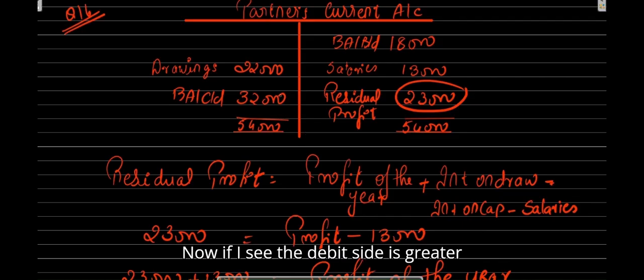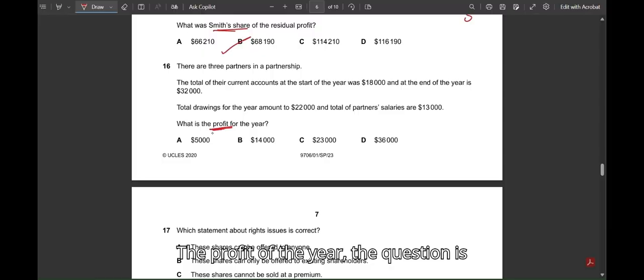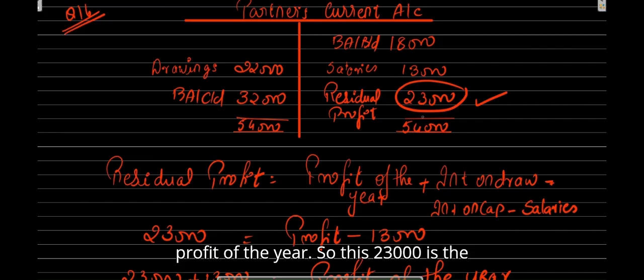Now if I see, the debit side is greater, that is 54,000, compared to my credit side, which is coming to 31,000. So 31,000 minus 54,000, you will get 23,000. Now hold on. This 23,000 is not the profit of the year. The question is profit of the year. So this 23,000 is the residual profit.